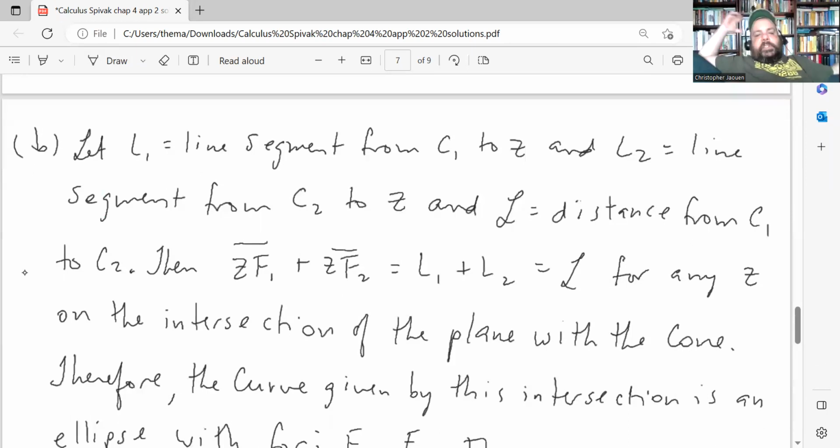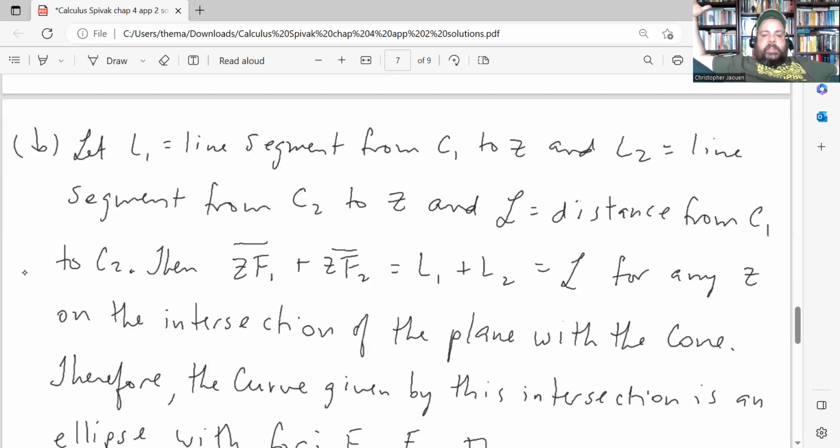So all we have to do is show that the distance ZF1 plus ZF2 is constant for any value of Z that lies on the intersecting curve. So if you call L1 the line segment from C1 to Z and L2 the line segment from C2 to Z, and let script L equal the distance from C1 to C2, then the distance of Z to F1 plus the distance of Z to F2 will always equal L1 plus L2, because L1 is equal to ZF1, and so on and so on.